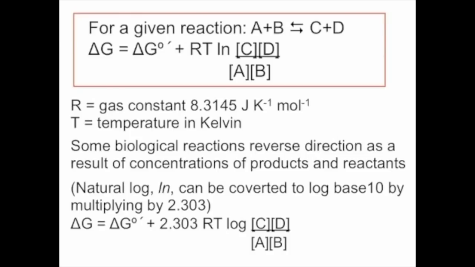Okay, so what's R and T? R is the gas constant, which is equal to 8.3145 joules per Kelvin per mole, and T is the temperature in Kelvin. This is important to consider because some biological reactions reverse direction as a result of the concentrations of products and reactants that are found in a cell.